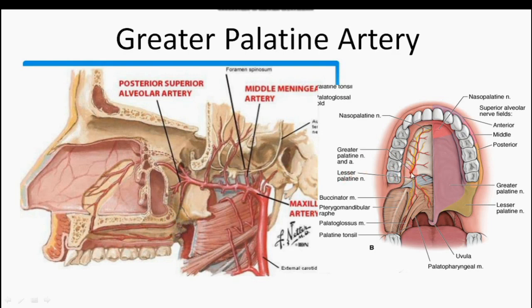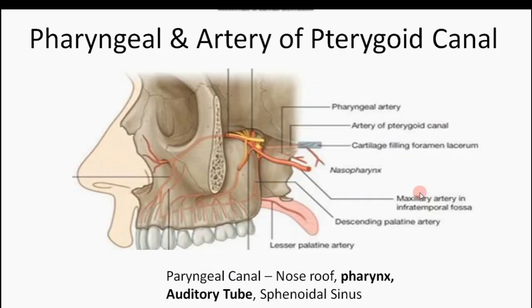the greater palatine canal, it gives two branches. One which passes from the greater palatine foramen is the greater palatine artery, and the other which passes from the lesser palatine foramen is the lesser palatine artery. So this greater palatine artery supplies the mucosa over the hard palate as well as the gum, and this is for the upper jaw. Clear? Similarly, the lesser palatine artery is for the soft palate and the tonsil. Clear?